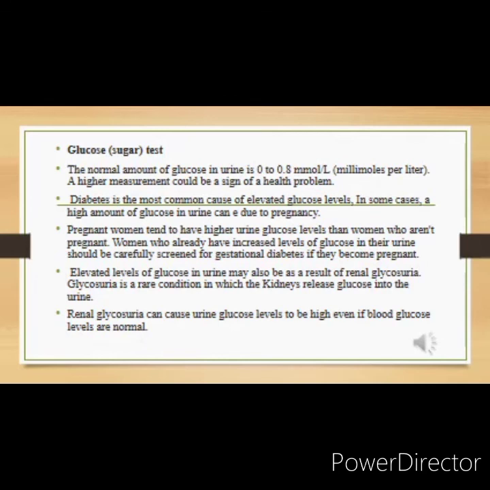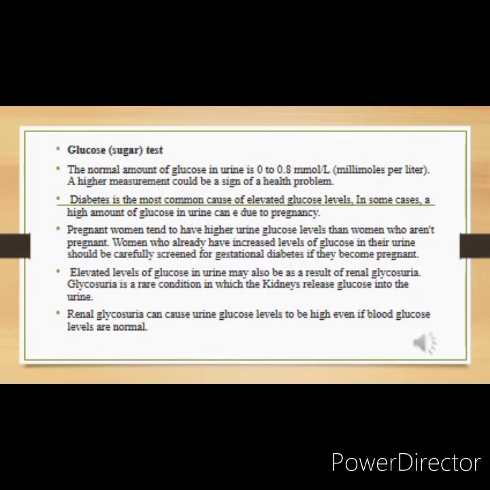A urine glucose test is a simple and quick way to check for abnormally high levels of glucose in your urine. Glucose is a type of sugar that your body requires and uses for energy. That is, our body converts the carbohydrates that we eat into glucose. The normal range of glucose in the urine is 0 to 0.8 millimoles per liter. A higher measurement could be a sign of a health problem or a health condition.